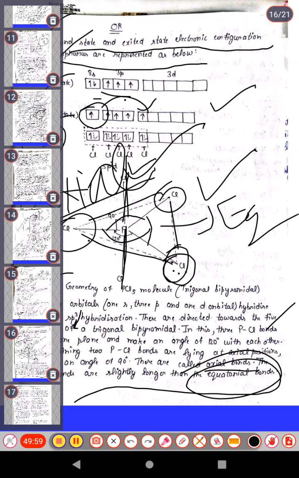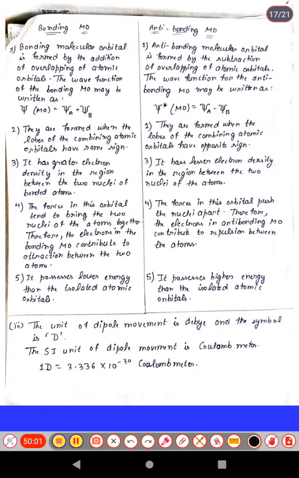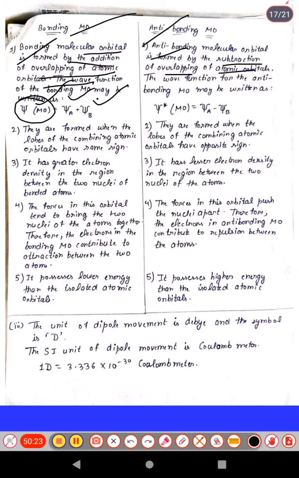Next question is the difference between bonding and anti-bonding molecular orbitals. Bonding molecular orbitals are formed by the addition or overlapping of atomic orbitals. It is represented by the wave function psi M of molecular orbital equal to psi A plus psi B. Anti-bonding molecular orbitals are formed by the subtraction of atomic orbitals. The wave function for anti-bonding may be written as psi star M, that is psi A minus psi B.